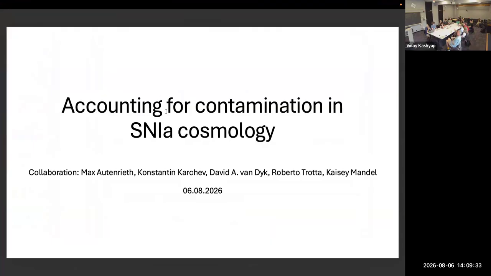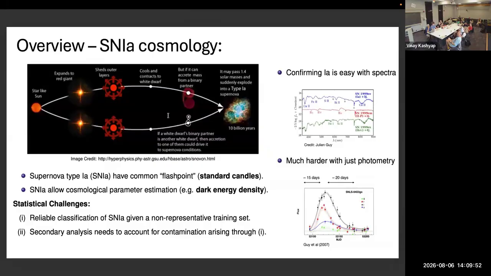Right, exactly. So this is a work in progress that I started at some point during my PhD with David and Roberto, and then Kosio picked it up again this year and developed this further with Casey as well. Sorry about the slides. After seeing all the very pretty slides this morning, I decided I should have slides that are not as pretty. But basically, I'm talking about contamination in SN1A cosmology when only having a photometric data set.